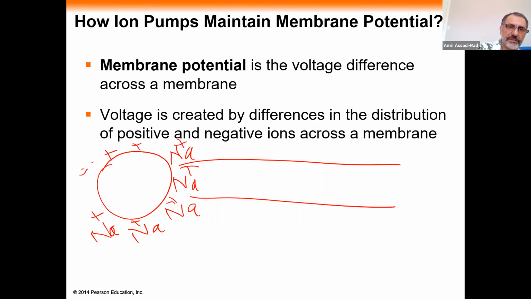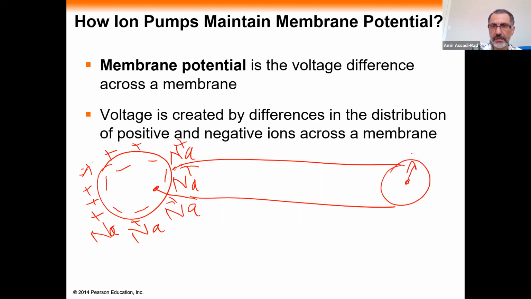So can I just write down positive here? And inside of the cell is negative. So this is called a potential. If I attach an electrode, one electrode outside and the other electrode inside, and attach this to a voltmeter, the voltmeter is showing me the inside of the cell is minus 70 millivolts. Very small voltage, but still 70 millivolts. Okay, that's what I mean.